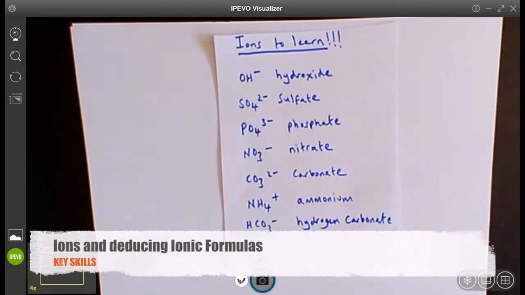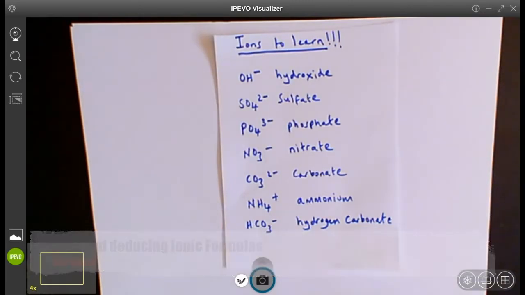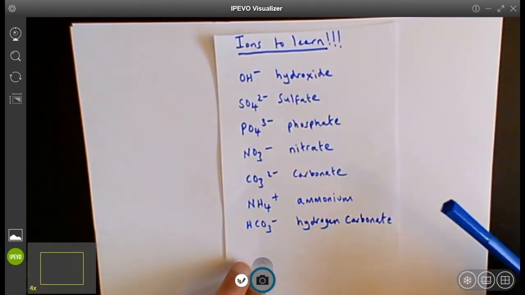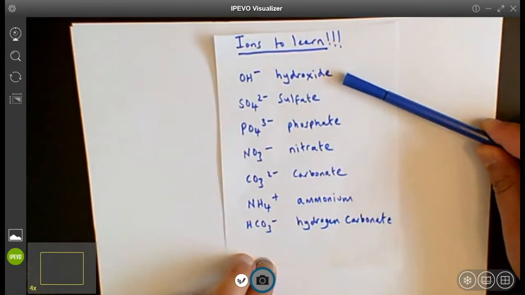Hey guys, we're going to look at ions today, and more importantly we're going to start looking at how those ions can go on to form those ionic formulas. One thing I always tell students is that they should always learn to remember things, especially when it comes to common ions to learn. We've got around seven or so key ions that I would like all students to learn.